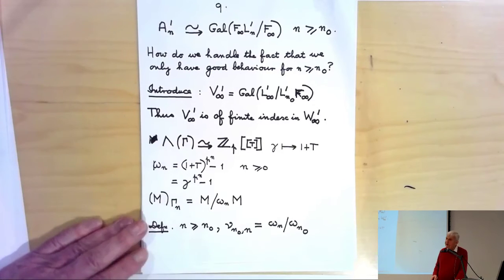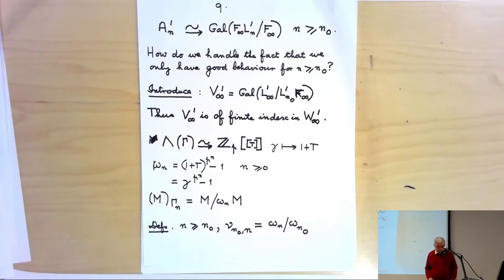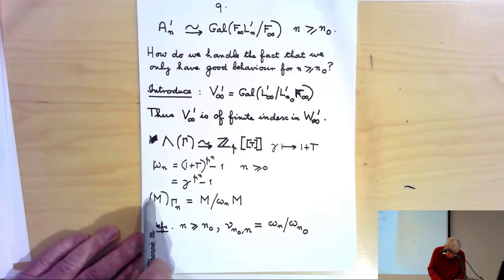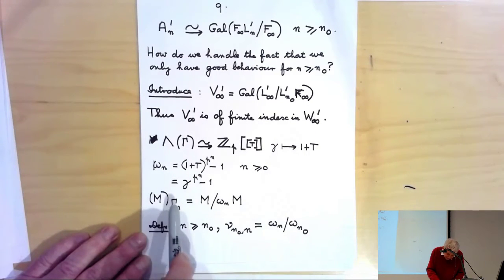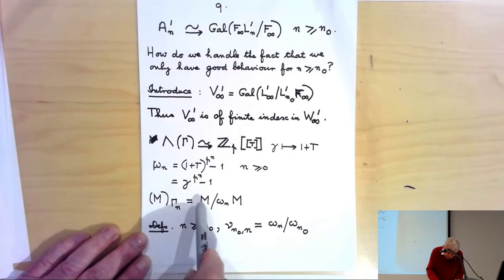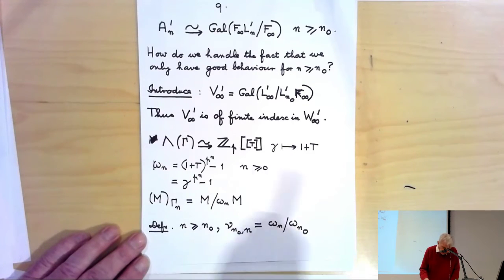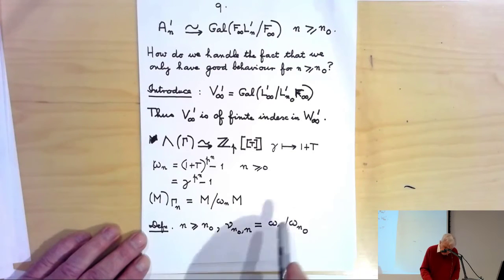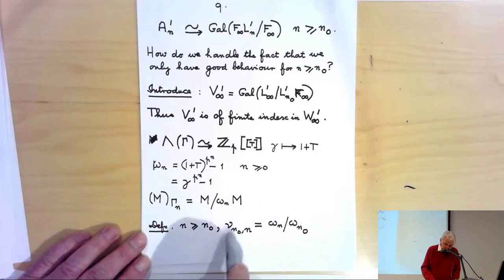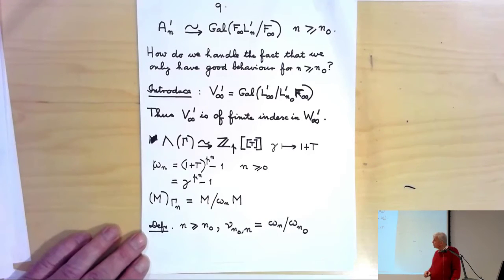And since gamma to the p to the n generates gamma_n, this tells me that for any module M, the gamma_n coinvariants are nothing other than M over omega_n M. And it's also obvious that if n is greater than or equal to n naught, then omega_n naught divides omega_n. And so the ratio I'm going to write, following again Iwasawa, mu_{n naught n}.